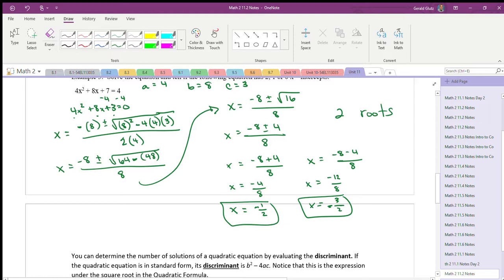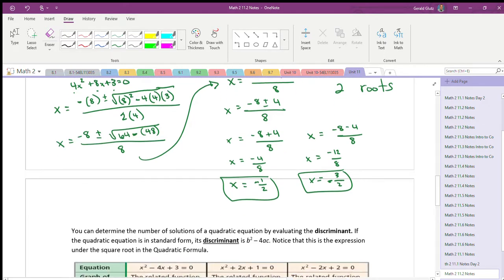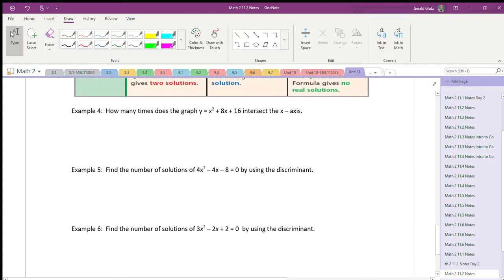So that's going to be it for the notes. The next page talks about discriminant. You don't really need to know that, but if you're curious, you can check out my website. It's filled out on there. But that's it.